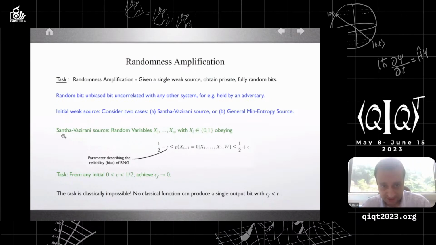So in terms of these Santha-Vazirani sources, the task of randomness amplification is that you're given a single such source, which has some epsilon between 0 and half, and you want to achieve a final epsilon going to 0, which means you want to get fully random bits. This task is well known to be classically impossible. You can look at a paper from 1984 that proves that if you have a single weak source, it's not possible to extract any randomness. So there is no classical function that can produce even a single output bit which has epsilon_f less than epsilon, which means you cannot improve the randomness of a single source with any classical hashing function.